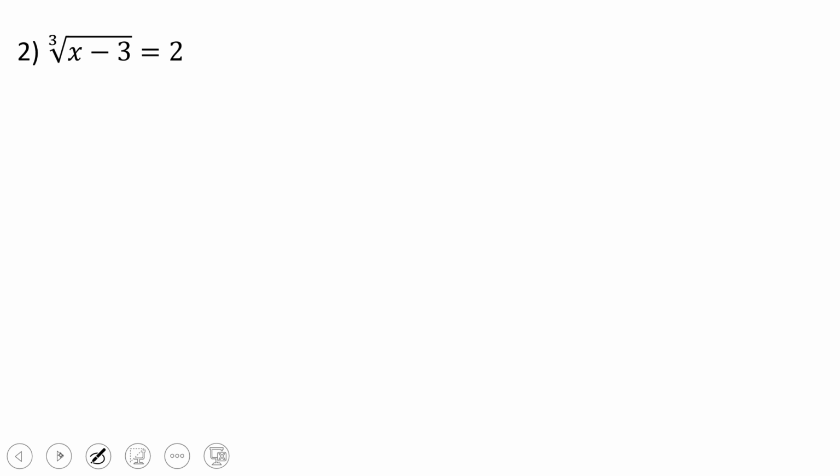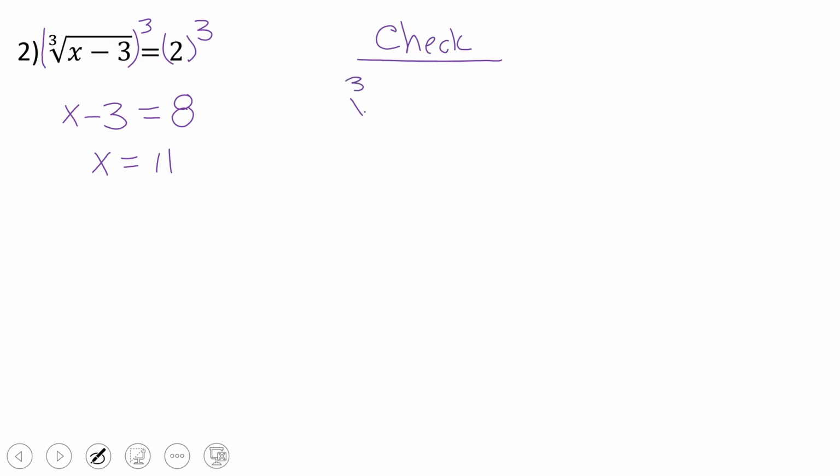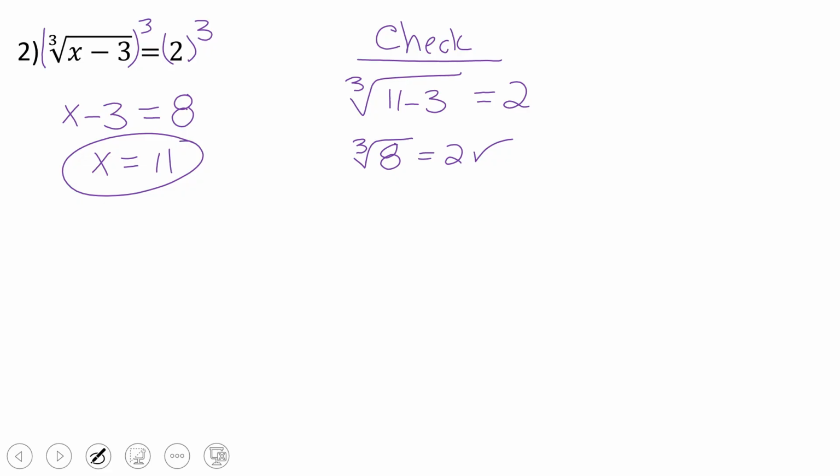Now let's try a cubed root. It's really the same concept. To undo a cubed root, I'm going to cube both sides. And again, cubing both sides is just going to undo the radical, and the radicand is going to remain exactly the same. Add 3 to both sides. I'm thinking that my answer is 11. But I'm going to do a check. Make sure it's not extraneous. The cubed root of 11 minus 3, we're hoping, produces 2. Well, that would be the cubed root of 8. That is 2. So I know that x equals 11 is my solution.